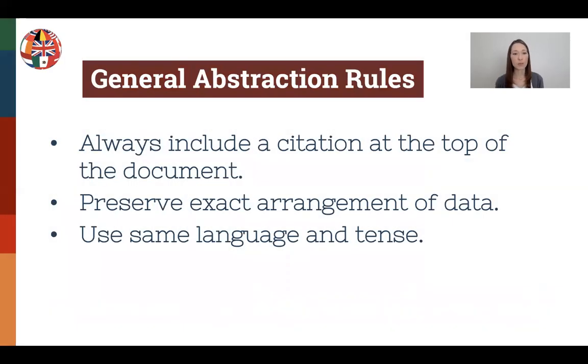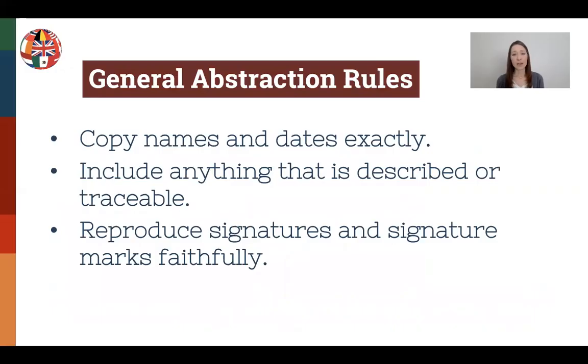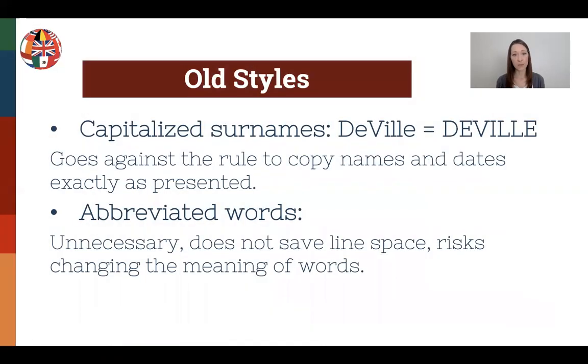All right, general abstraction rules. Again, always include a citation at the top of the document. Preserve the exact arrangement of the data, use the same language and tense, copy names and dates exactly, include anything that is described or traceable, land, possessions, things like that. Keep that in place. We're just removing the boilerplate, the stuff that isn't applicable. So we want to keep everything that's important. We want to reproduce the signatures and the signature marks as faithfully as we can.